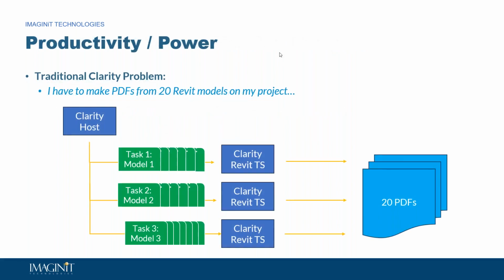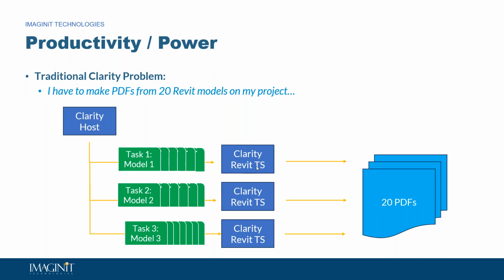Moving forward, the first and probably biggest and most interesting feature that we added in the Clarity 2024.1 release addresses a problem that we've seen mostly with people on very large projects. Traditionally, Clarity has been great in situations where you've got 20 Revit models or 5 Revit models on your project, and you need to make PDFs of a bunch of them. So you're going to fire those off, and it'll make a separate task for each model.